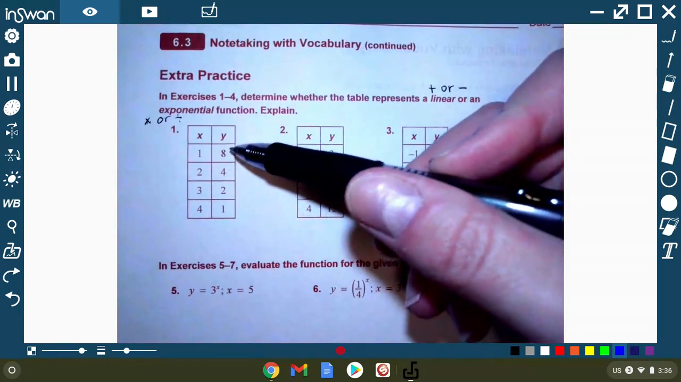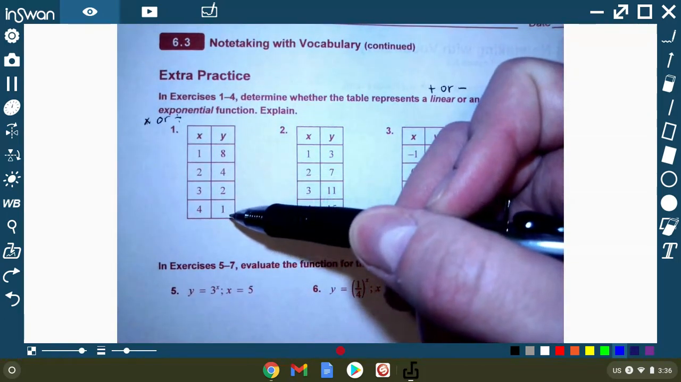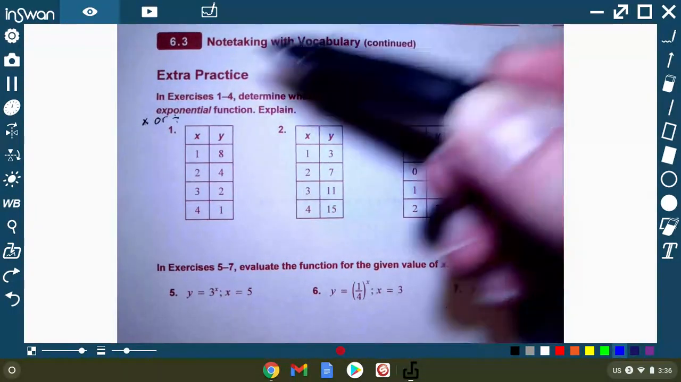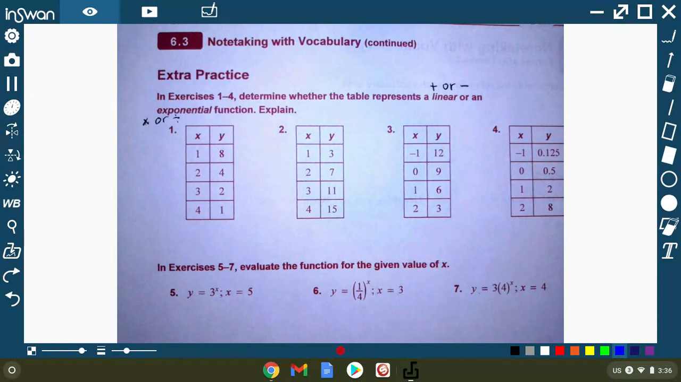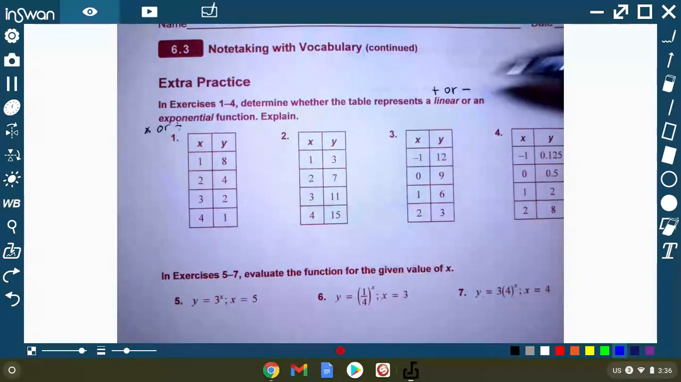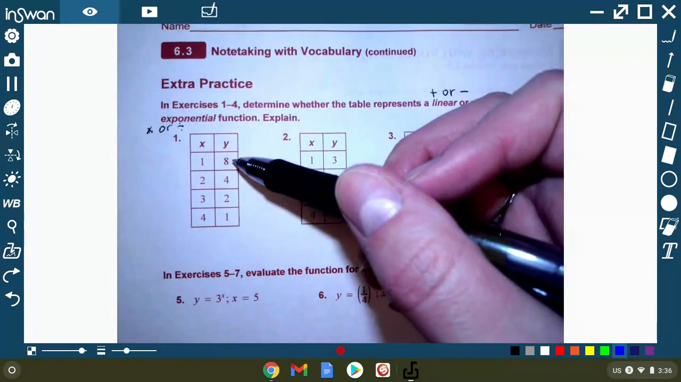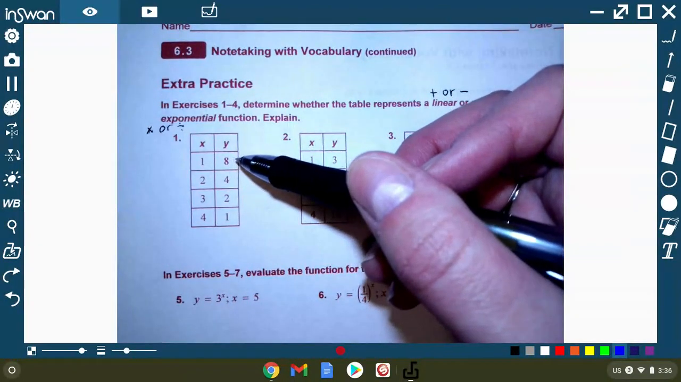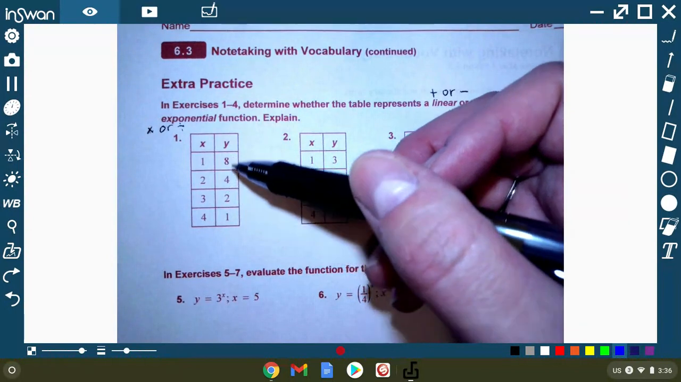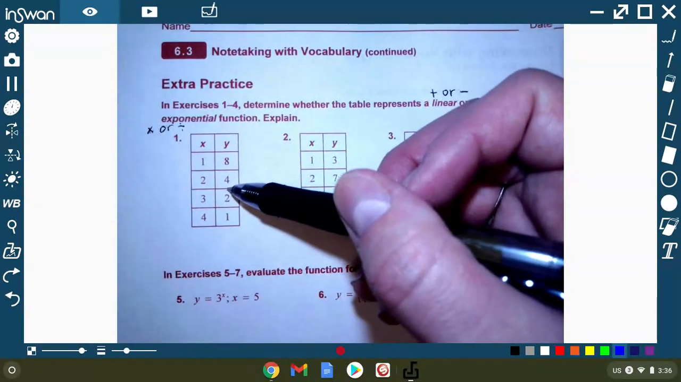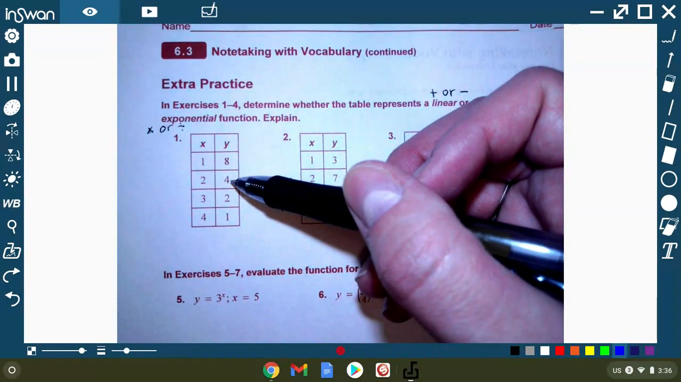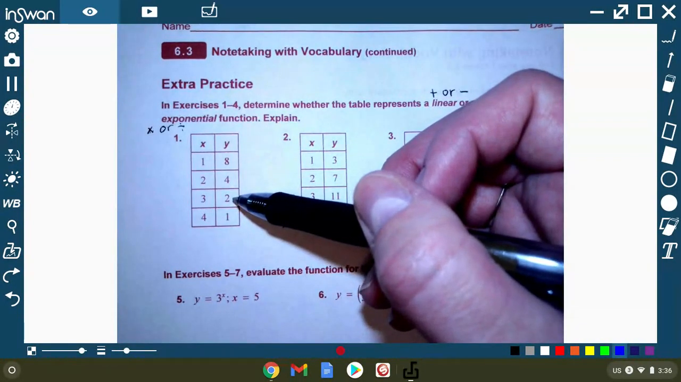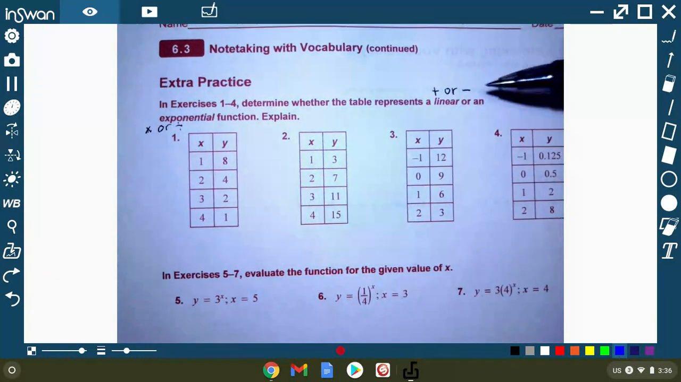So if I look through this, I've got 8, 4, 2, 1. So that means the numbers are decreasing. So I know it has to be either subtraction or division when I'm looking at this. So if I look through and I try to do subtraction and I go from 8 to 4, I have to think about what did I subtract by? So 8 minus what gives me 4? So 8 minus 4 gives me 4. And then 4 minus something equals 2, but that's not 4, so it can't be subtraction.